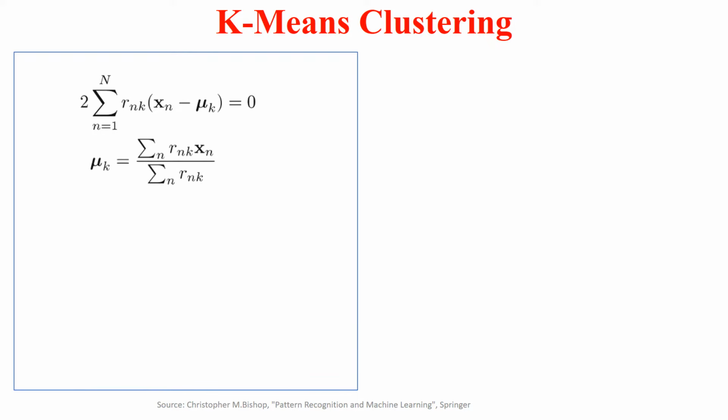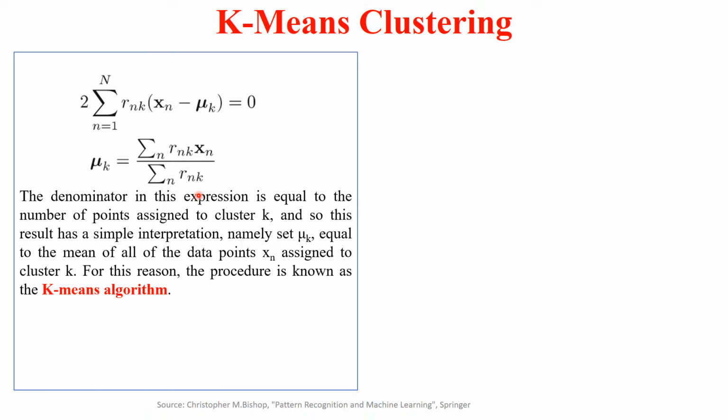Taking the derivative, we find mu k is equal to the summation of r suffix nk xn divided by the summation of r suffix nk. The denominator in this expression is equal to the number of points assigned to the cluster k, and so this result has a simple interpretation, namely set mu k equal to the mean of all the data points xn assigned to the cluster k. This is the reason the procedure is known as the k-means algorithm.